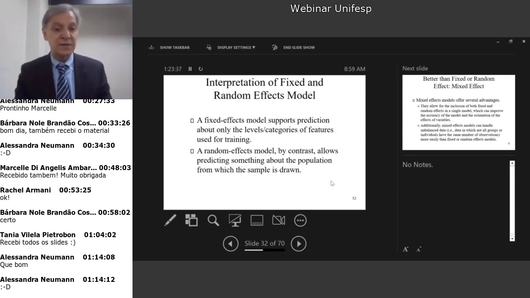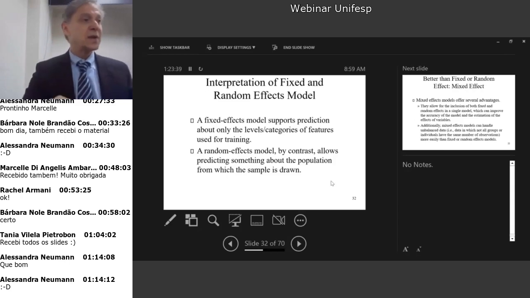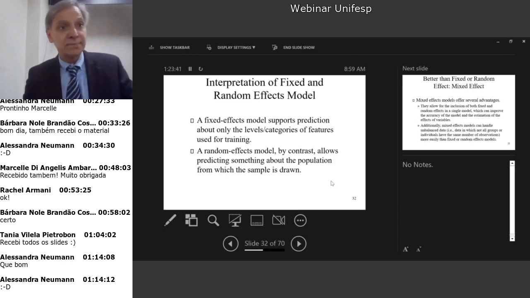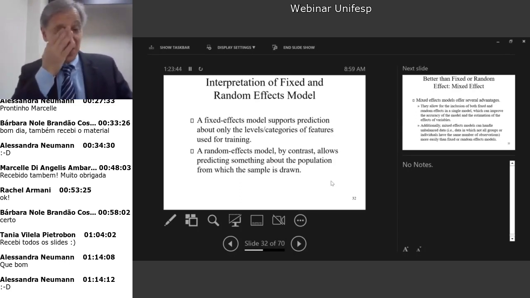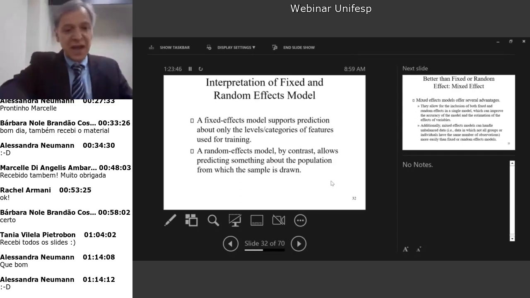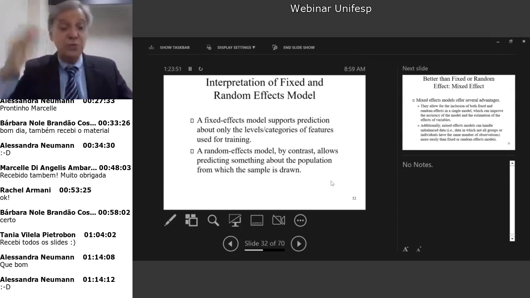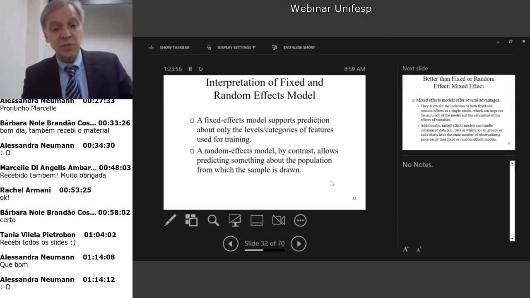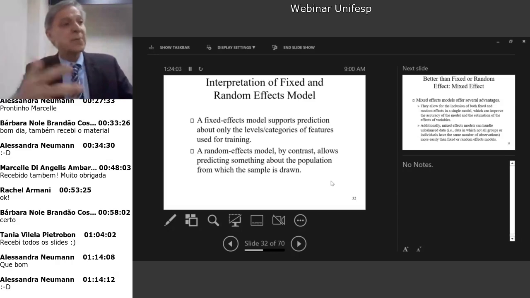Actually, this is interesting, I use the word "training" because you're now dealing with machine learning, deep learning. But if I had not used the word training, the same thing still works for multivariate linear regression, because we use that in machine learning. A random effect model, by contrast, allows predicting something about the population from which the sample is drawn. So you want to extrapolate and be certain of your extrapolation, and you use random or mixed effect.